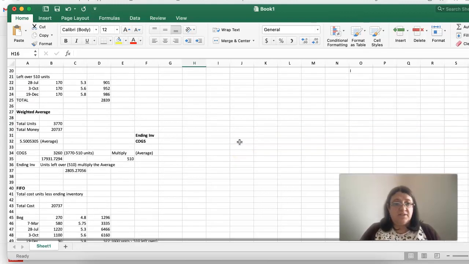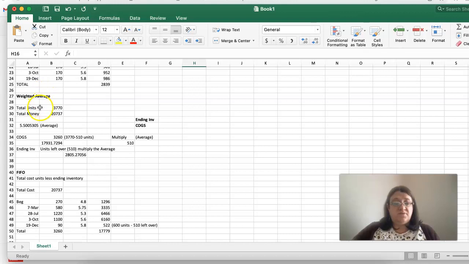And down here, for the weighted average, it will be the total money divided by the total units in order to find the average, and that came to $5.50 and change, but I think they only need 2 places after the decimal. So that is our average cost of the products. So the cost of goods sold was the 3,770 minus the 510 units, so 3,260 units, and then you're going to multiply it by the average, which is $5.50. So the ending inventory is the units left over, 510, multiplied by the average.